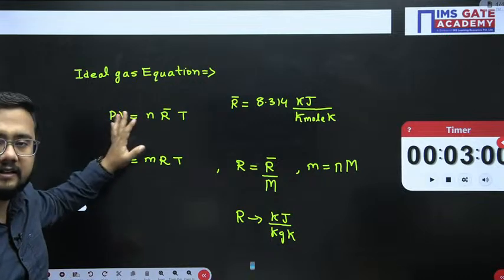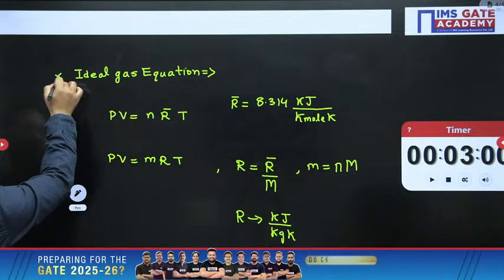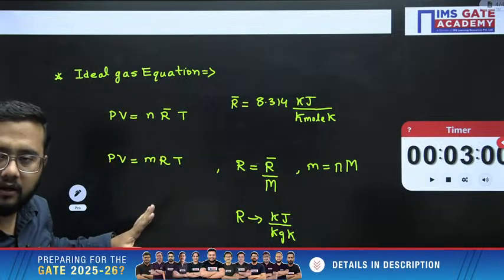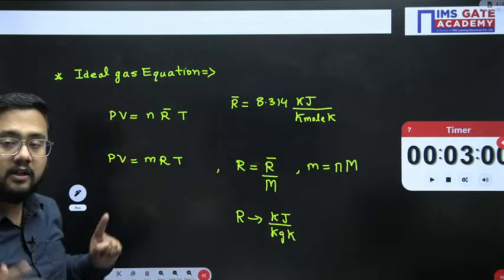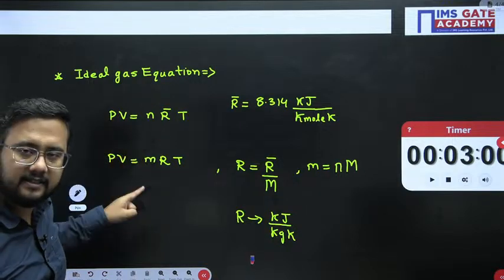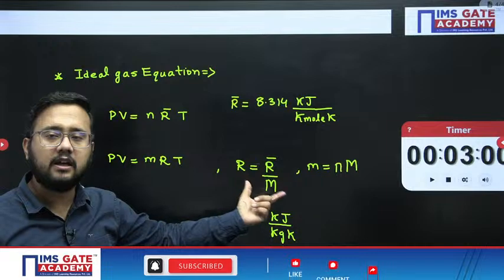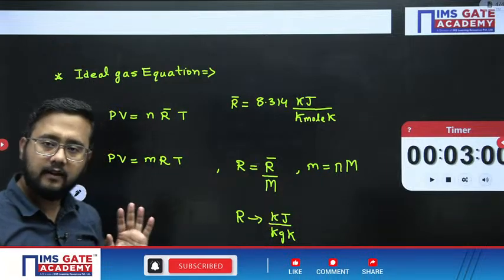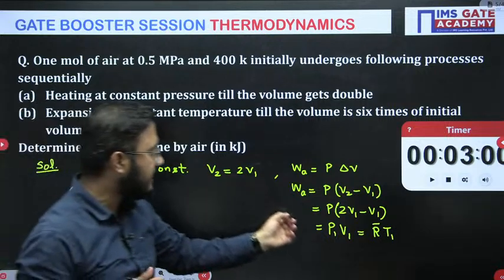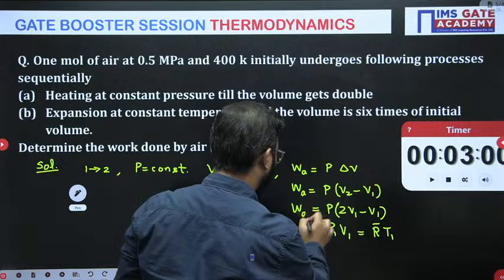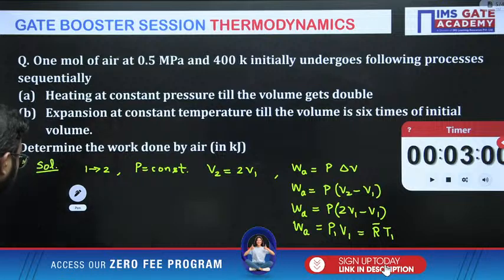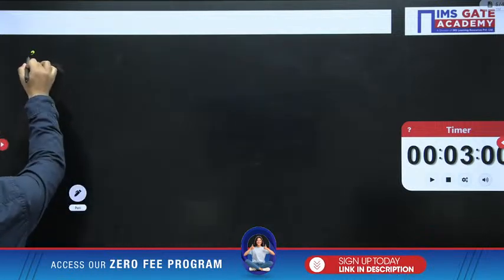Please understand when to use which equation. When the number of moles is given, I will use the equation with R bar. Whenever mass is given, I will use the equation with R. So don't get confused: when the number of moles is there, use the universal gas constant; when mass is there, use the characteristic gas constant with this formula. Clear? Now coming back to the question. For process A, we have calculated the work done. Now coming to the second process. Let us write 2 to 3.